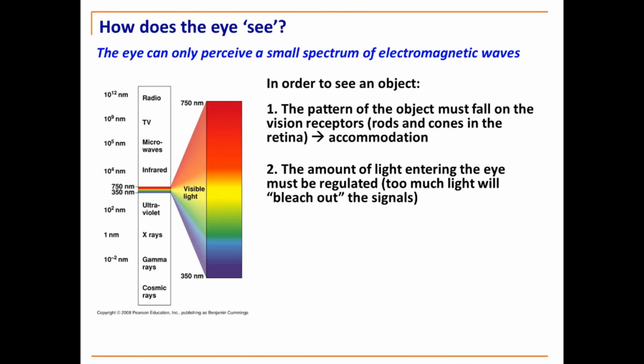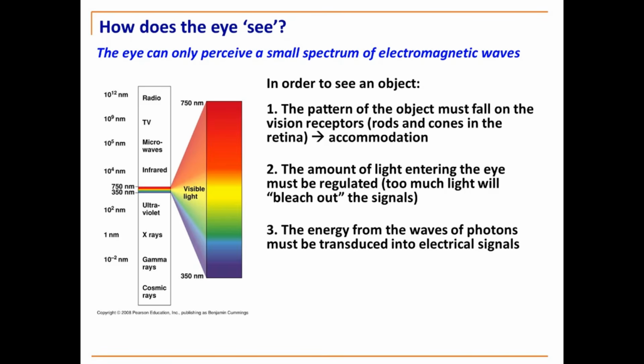The amount of light entering the eye must be regulated. Too much light will bleach out the signals. The energy from the waves of photons must be transduced into electrical signals, and that's what the rods and the cones do. They absorb that light, and that light is then transduced into electrical signals, into graded potentials and then action potentials, so that we can interpret that information through the visual cortex. And the brain, as I've just said, must receive and interpret those signals.